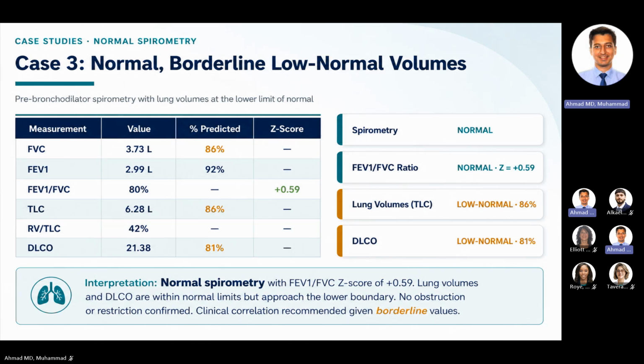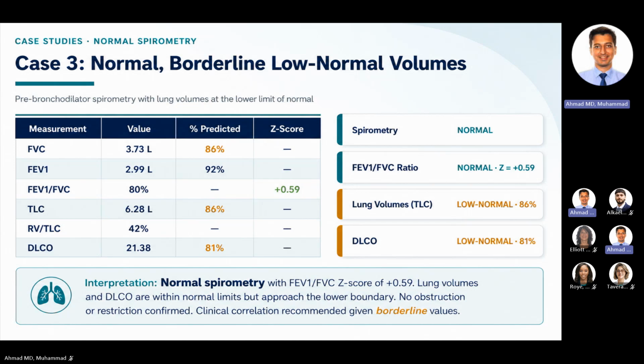FEV1 FVC ratio, z-score of plus 0.59, which is between minus 1.645 and plus 1.645, and 80% of predicted, which is normal. You look at the FEV1, 2.99 liters, 92% of predicted, which is normal. Look at the FVC, 3.73 liters, which is 86% of predicted, which is very mildly reduced. Okay, it does not mean anything because the FVC always needs to be confirmed by a total lung capacity. So this is considered a normal spirometry.